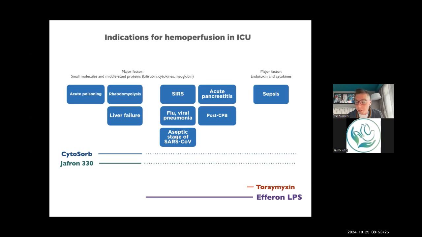The situation looks different for polymyxin, which interacts with the primary trigger only, so most probably it would be beneficial for gram-negative sepsis, but at the same time, there is no rationale or less rationale to use it for patients with hypercytokinemia, with liver failure, with rhabdomyolysis. And this is exactly the goal and the idea behind the Efferon LPS adsorbent. It would be the device to cover the subsets of patients where it is already sepsis or maybe not yet sepsis, but the best educated guess a physician can make is that most probably their critical condition is mediated via endotoxin and cytokines.